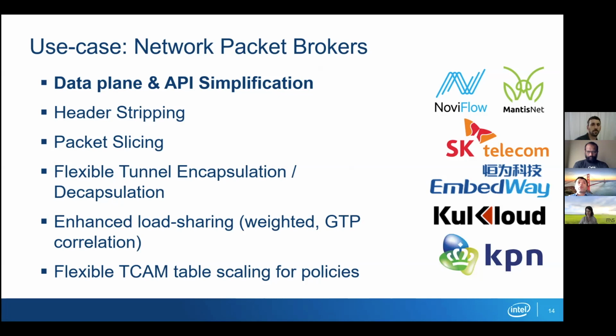Slicing of packets, which reduces the load on end monitoring servers. Encapsulating or decapsulating tunnels. In this case, the more common thing is decapsulation, because when the tunnel traffic comes in, you want to remove some of those headers, again to reduce the load on monitoring servers. Having very flexible load sharing, and of course carving out your TCAM tables specifically for these policies, because the network packet broker is a policy-driven network.